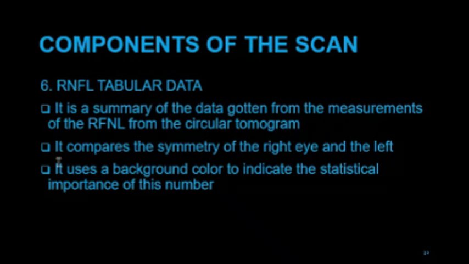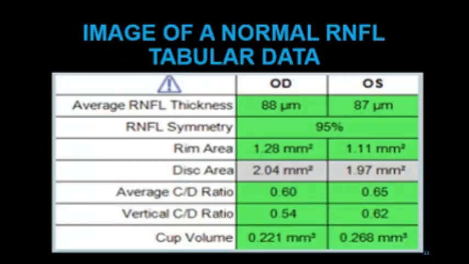Also, it compares the symmetry of the right eye and the left eye. It uses a background color to indicate the statistical importance of this number. So this is an image of a normal RNFL tabular data. When you see green, it means that it is normal. White means above normal. And when you see gray, gray means that there is no fixed data to show if it is good or bad.